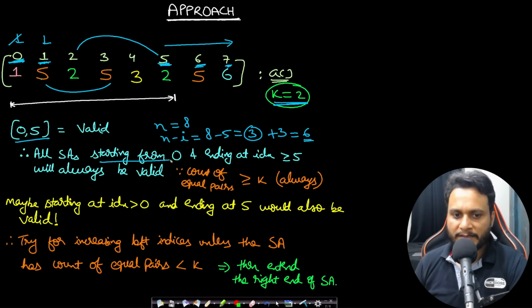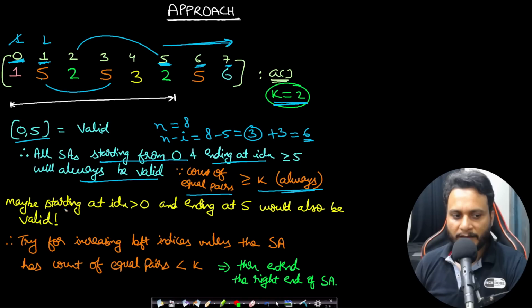So all the subarrays starting from 0 and ending at index greater than or equal to 5 will always be valid in this scenario, because as I said, the count of equal pairs cannot decrease if you are increasing the number of items by moving to the right. It will always be greater than or equal to k.